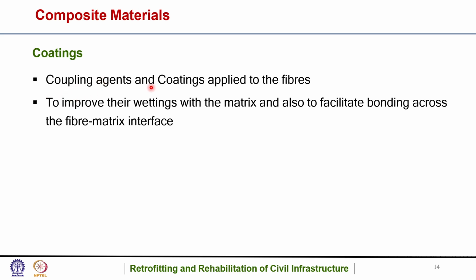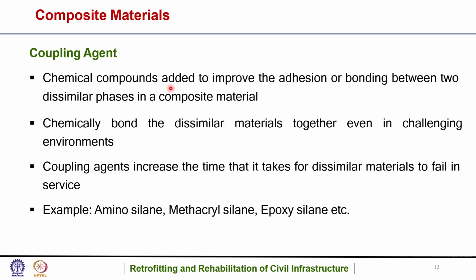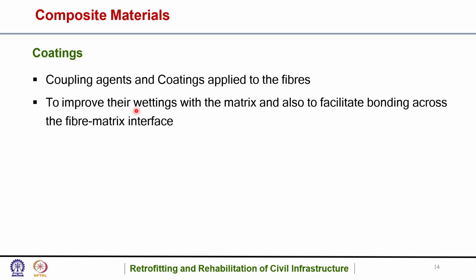Then coatings. These are basically coupling agents and coatings applied to the fibers. Both coupling agents and coatings are applied to the fibers, and they improve their wetting with the matrix and also facilitate bonding across the fiber matrix interface. So they are mainly for wetting the matrix and enhancing the bonding between the fiber matrix interfaces.